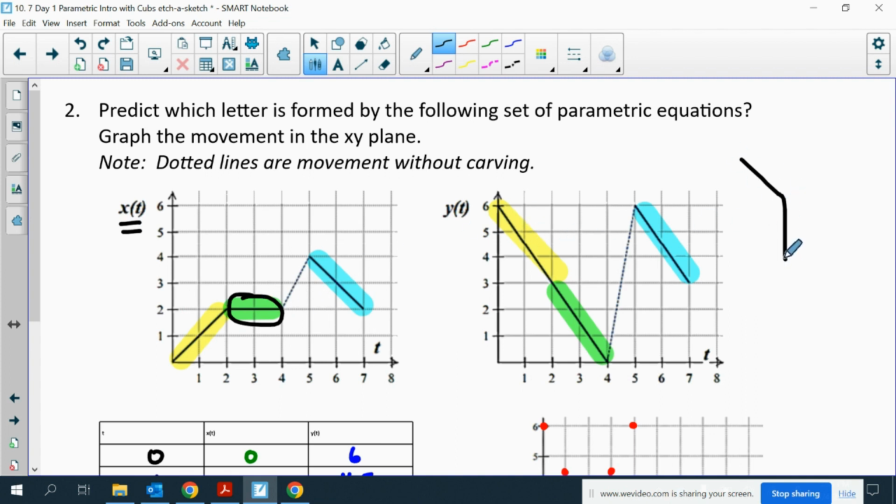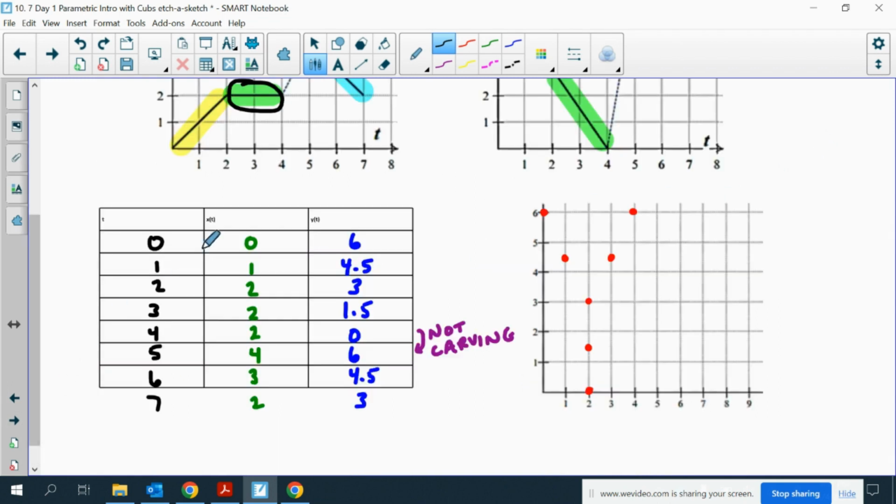So it looks something like this. And then my graph, or my laser thing, moves up without carving. So it's moving to the right and significantly up. So we were here, it moves to the right and significantly up. And then this blue section, it is moving to the left and down. So a good prediction would be the letter Y.